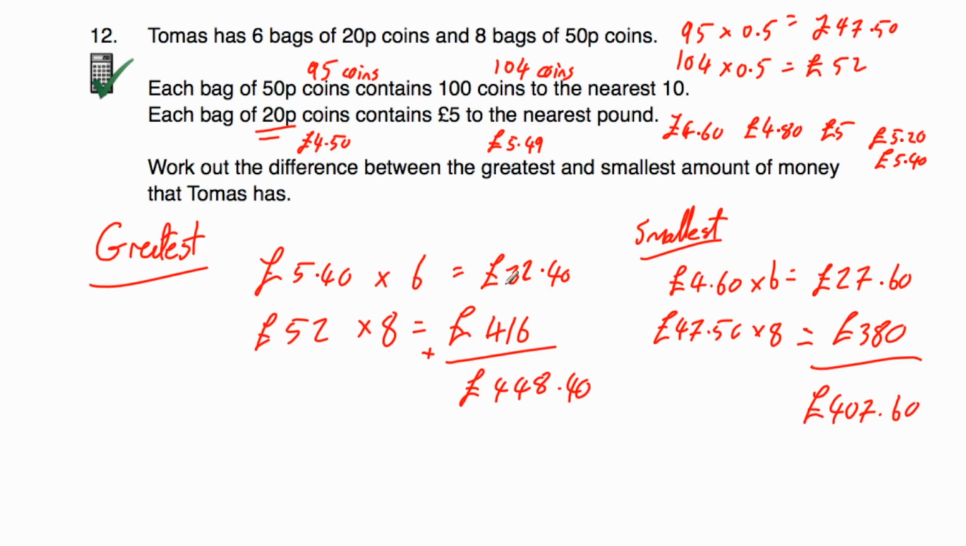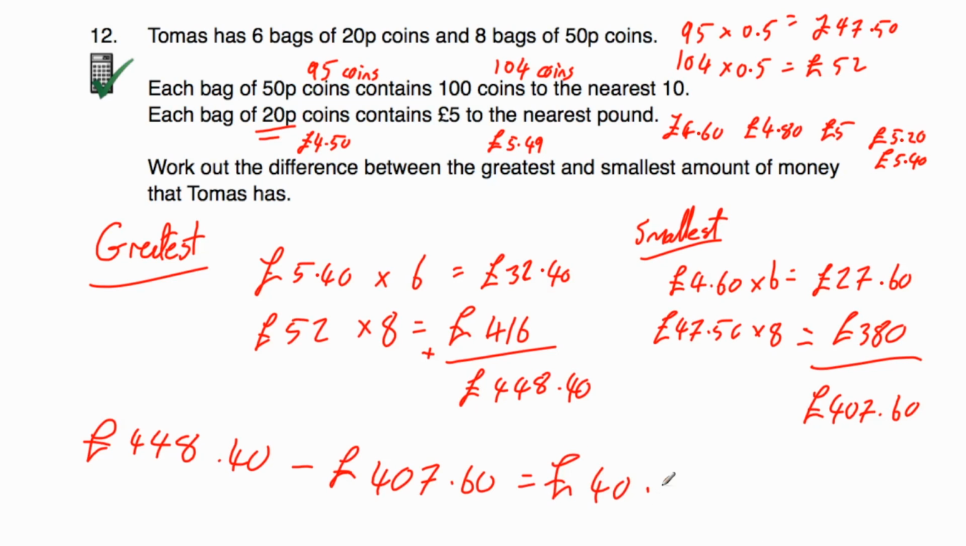So we've got the greatest possible amount of money that Thomas could have and the smallest amount of money that Thomas could have. So if we take those away, that will then tell us the difference between the greatest and the smallest amount of money that Thomas could have. So £448 and 40 pence take away £407 and 60 pence gives us an answer of £40 and 80 pence. So the difference would be £40 and 80 pence.